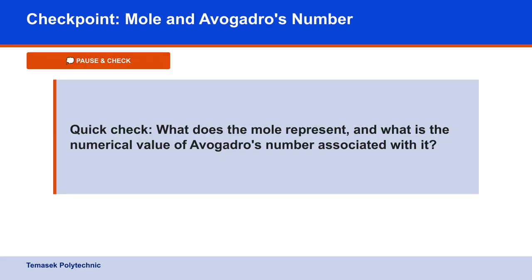Here is your chance to attempt this before I walk you through it. Pause now and think carefully about what the mole actually represents as a unit, and recall the specific numerical value tied to Avogadro's number. So 1 mole represents a counting unit, specifically 6.022 times 10 to the power of 23 particles, whether those are atoms, molecules, or ions. That number is Avogadro's number. Think of it like a dozen, meaning 12. A mole simply means that enormously large quantity. In engineering, this bridges the gap between the atomic scale and measurable, workable masses in real processes.